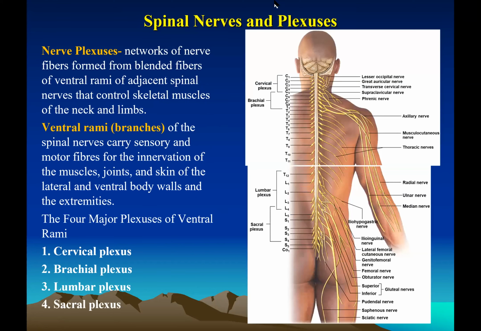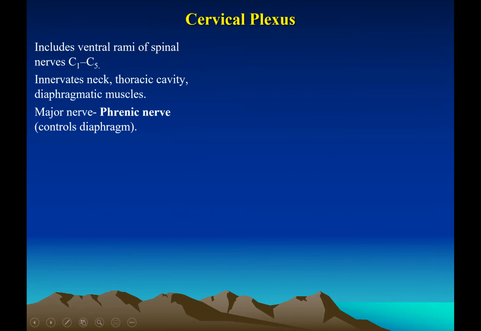There are four main plexuses. You have the cervical plexus and the brachial plexus. The cervical plexus consists of the nerves that exit the cervical region of the spinal cord. Then the lumbar plexus is the lumbar region, and the sacral plexus is the sacral region. C1 to C5 are exiting the cervical plexus. So these are all the nerves. We'll look at an important nerve for each one of them.